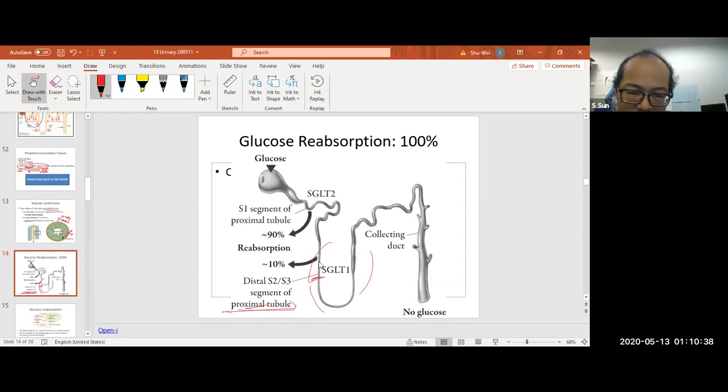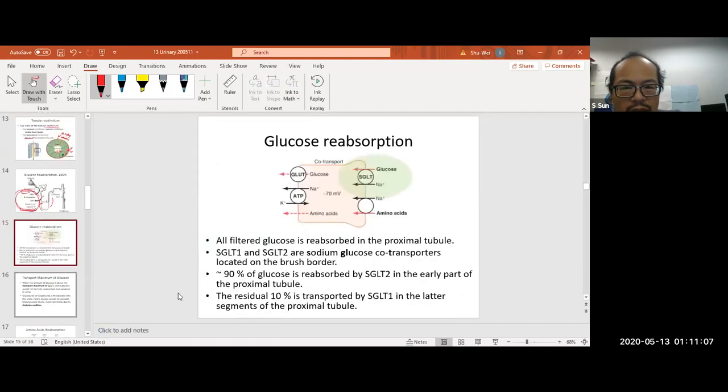We have two major glucose transporters, sodium glucose transporters, because it's co-transport with sodium, SGLT. 1 and 2 are all located in the proximal convoluted tubule. You don't need to worry about that 1 and 2 thing. You just need to remember that glucose reabsorption is 100% in the proximal.